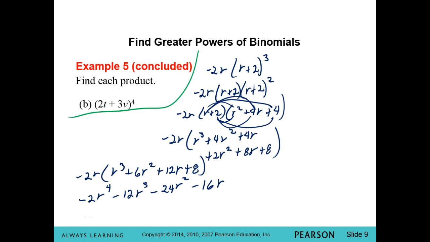There's our answer. A lot of negatives in there, aren't there? Let's see what they got in the book. Minus 2r to the fourth, minus 12r cubed, minus 24r squared, minus 16r. Got it. Any questions on that? I know it's multi-step, but just take a bite at a time. Just do each step at a time. Okay? Any questions on it?